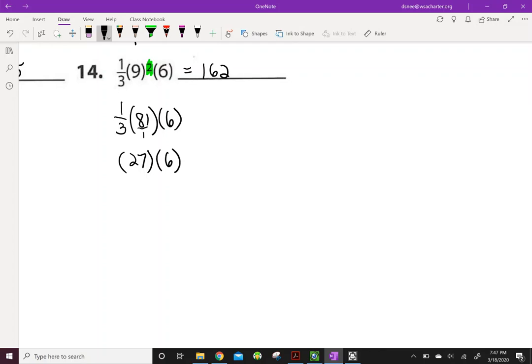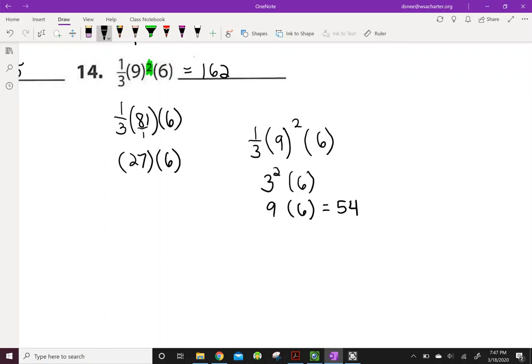Now let's check out what I was talking about a little bit earlier. Let's do 1/3 times 9 squared times 6. Now what happens if I multiply 1/3 times 9? Well, then I get 9 over 3, which is equal to 3. And if I square that, I get 9. And if I multiply that by 6, I get 54. So by changing the order of operations, I change the value at the end by quite a significant amount, by 108. So order of operations is very important.